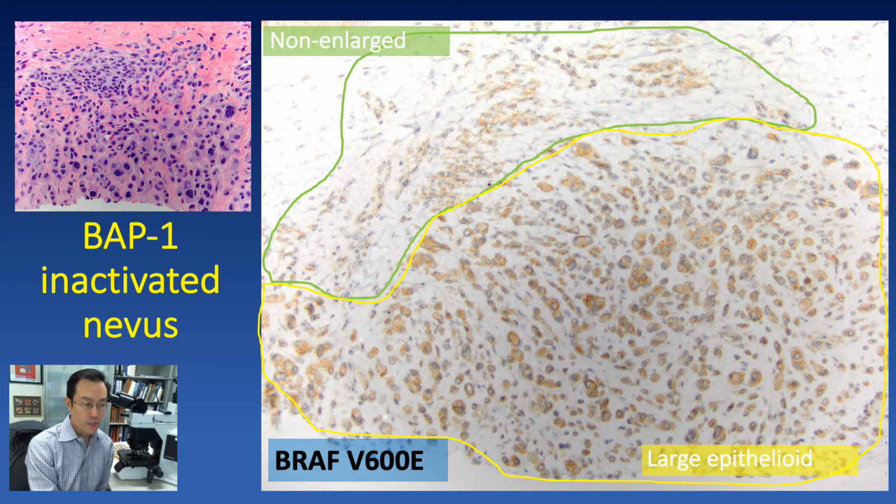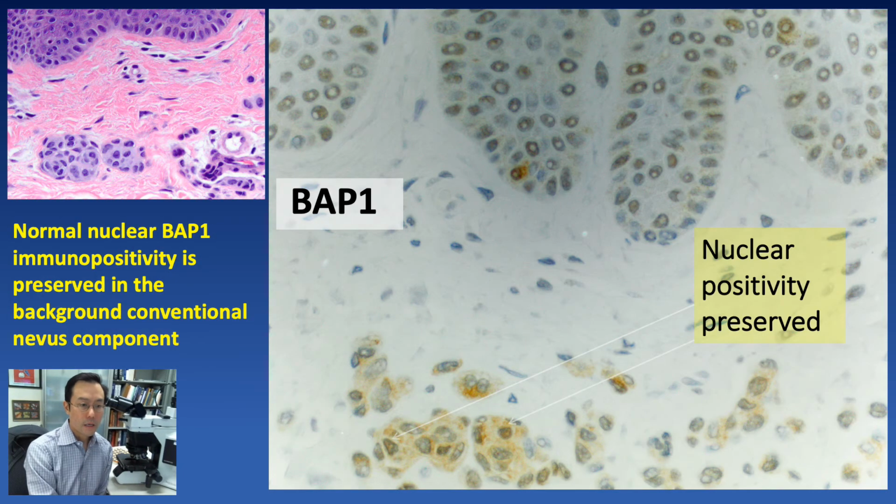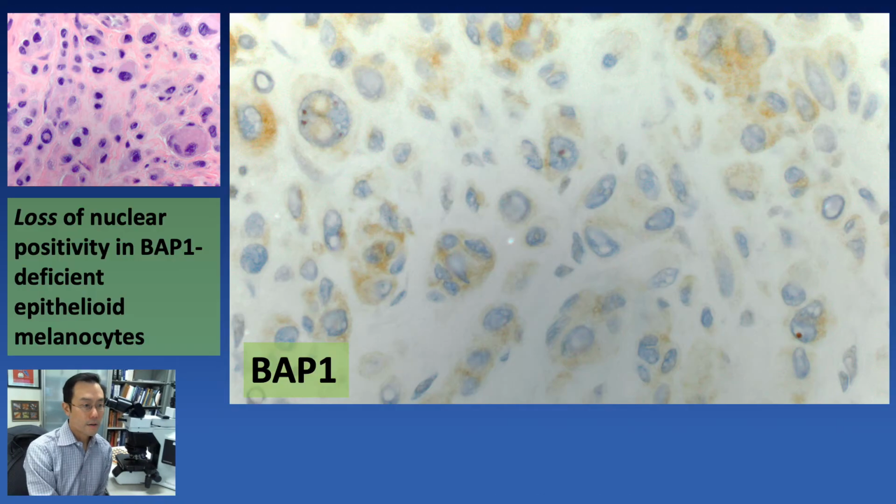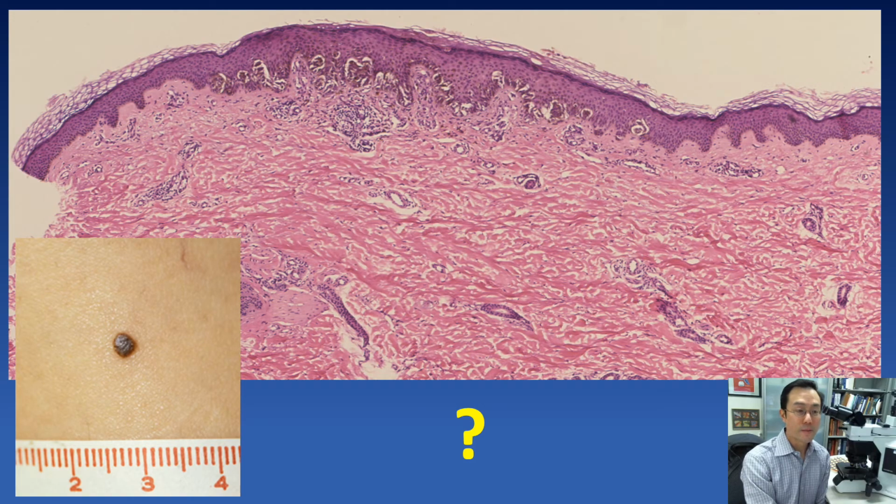Both components are immunopositive for BRAF V600E, but whereas normal lesional nuclear immunopositivity is preserved in the conventional nevus component, there is a loss of nuclear immunopositivity in the epithelioid component, diagnostic of a BAP1 inactivated tumor. And how about this one? Experienced trainees, pause and interpret.